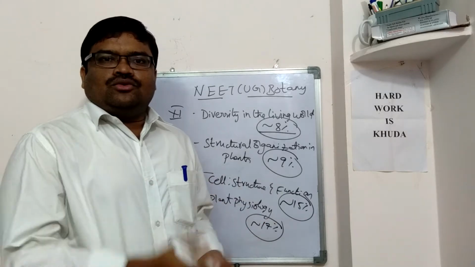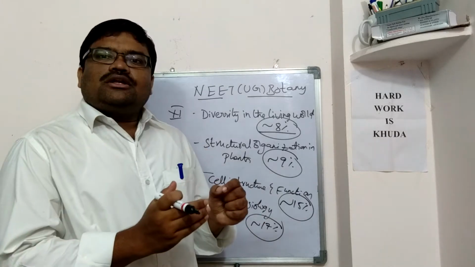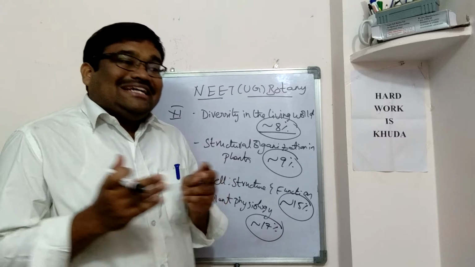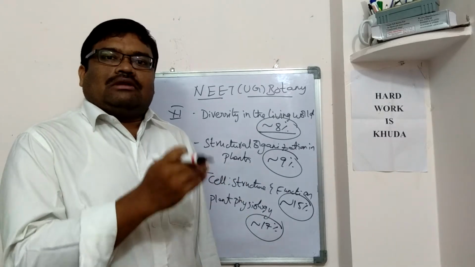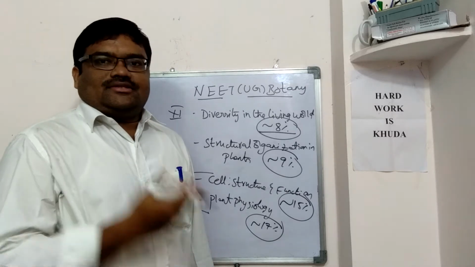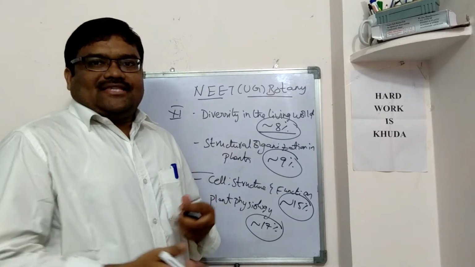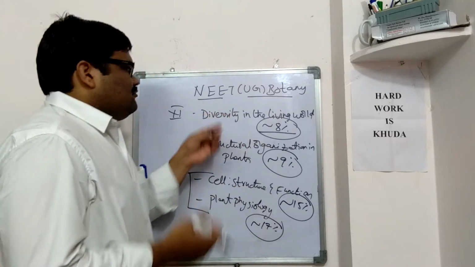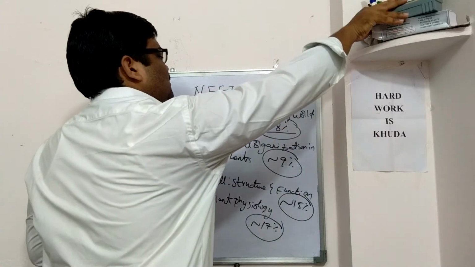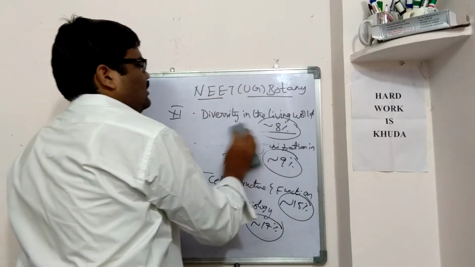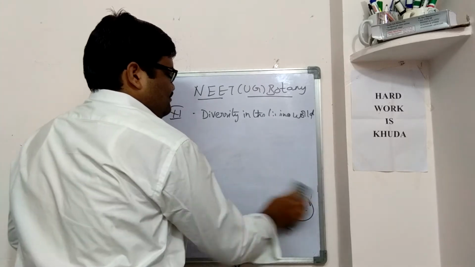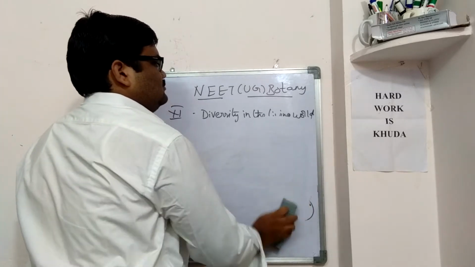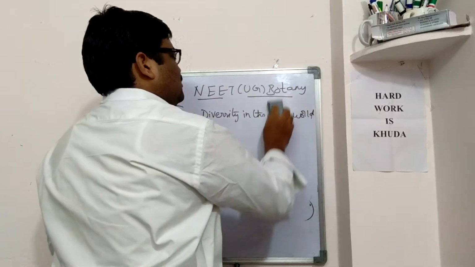I have already discussed with you that this prediction will give us enough confidence and direction about which chapters we must focus on, and we have to regularly revise and take mock tests, so that accordingly we can get maximum marks. First, diversity in the living world. This again has different sub-chapters.